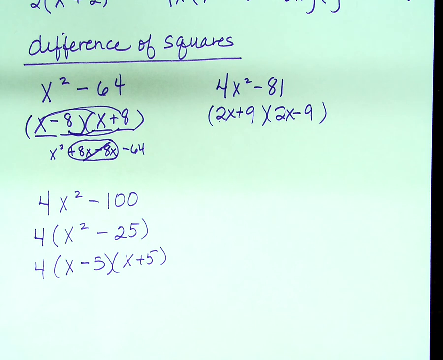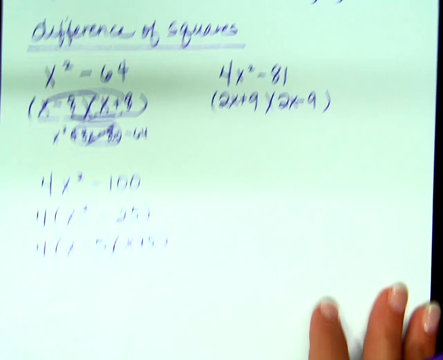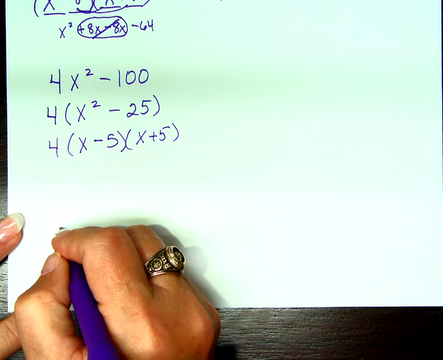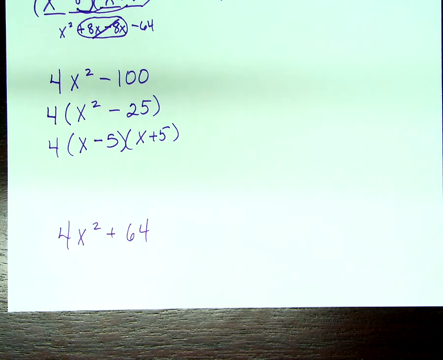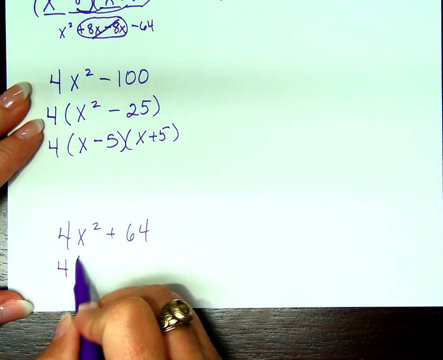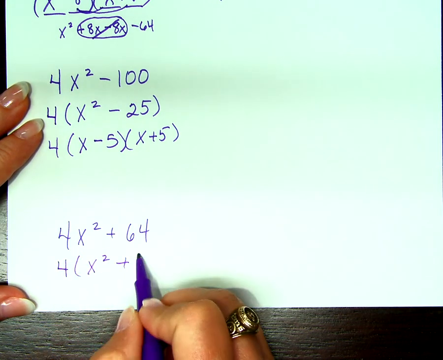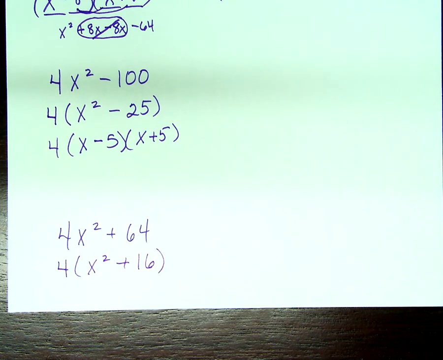Can I try to trick you again? Yes? Okay. Awesome. I can try. Okay. 4x squared plus 64. What do you want to do first? Oh, greatest common factor. Okay, so if I divide out a 4, what's left? X squared plus 16. Okay. Two binomials?